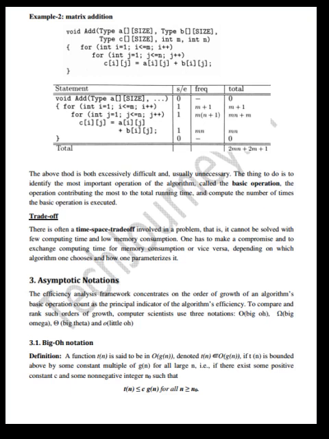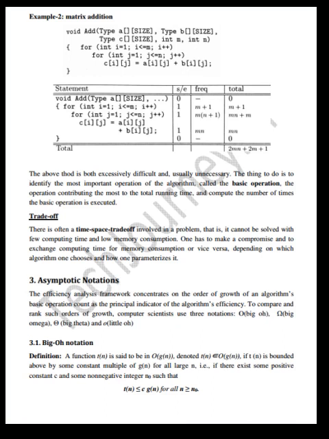Now let us see asymptotic notations. The efficiency analysis framework concentrates on the order of growth of an algorithm's basic operation count as the principal indicator of the algorithm's efficiency. To compare and rank such orders of growth, computer scientists use three notations: big O, big omega, big theta, and little o. Now let us see big O notation.